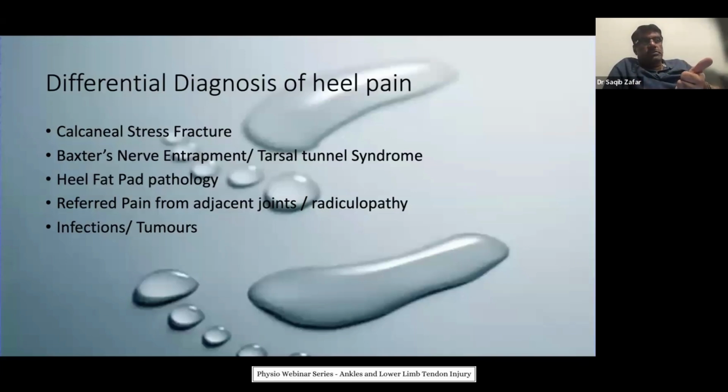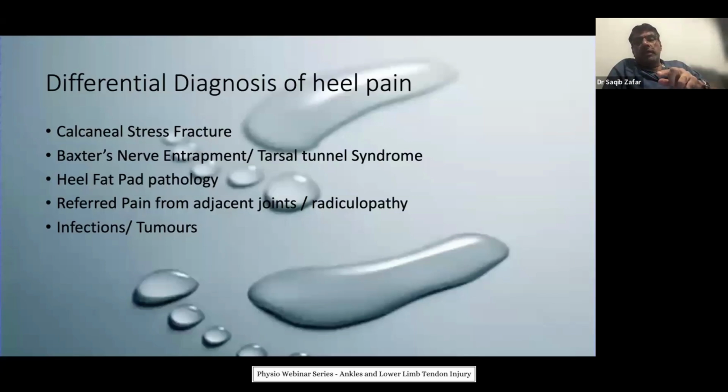Calcaneal stress fractures, again, because the etiology remains the same, happen in athletes, runners, and people who have not been previously active and have started resuming activity. I'm classically seeing it in middle-aged men and women who wanted to get fit, started their fitness process, either going to the gym or running, and then started experiencing all these symptoms. So calcaneal stress fracture is an important differential.